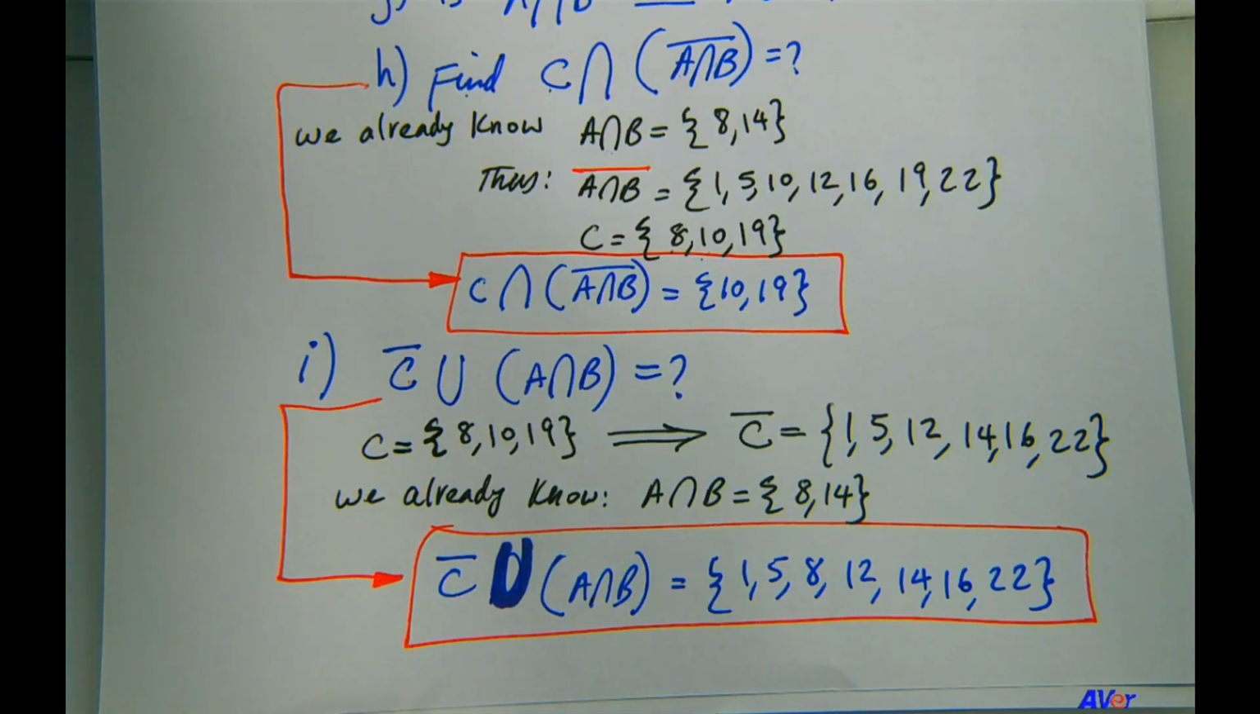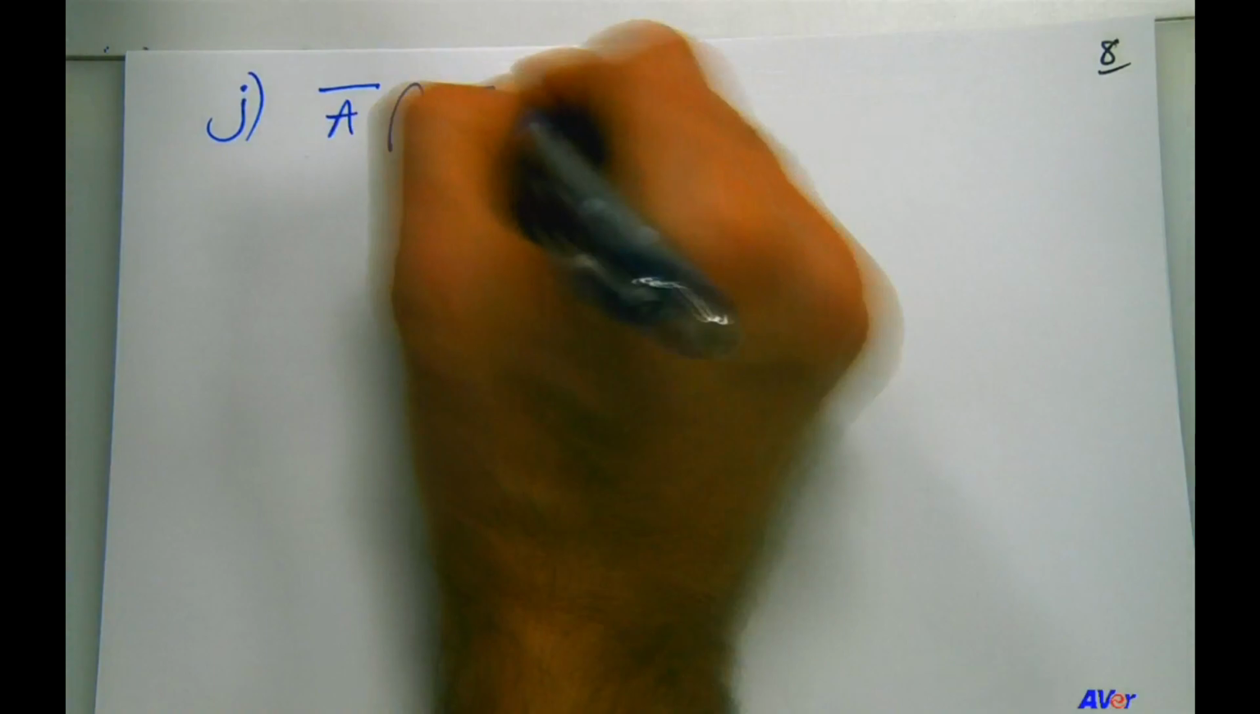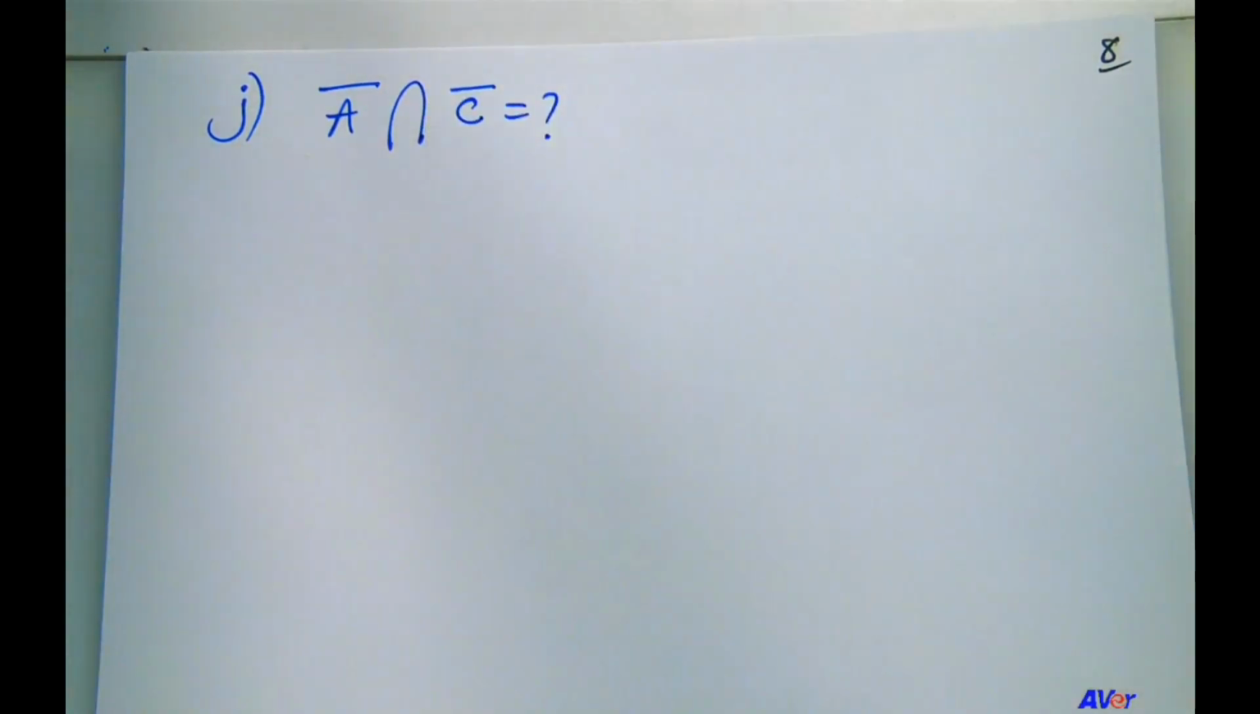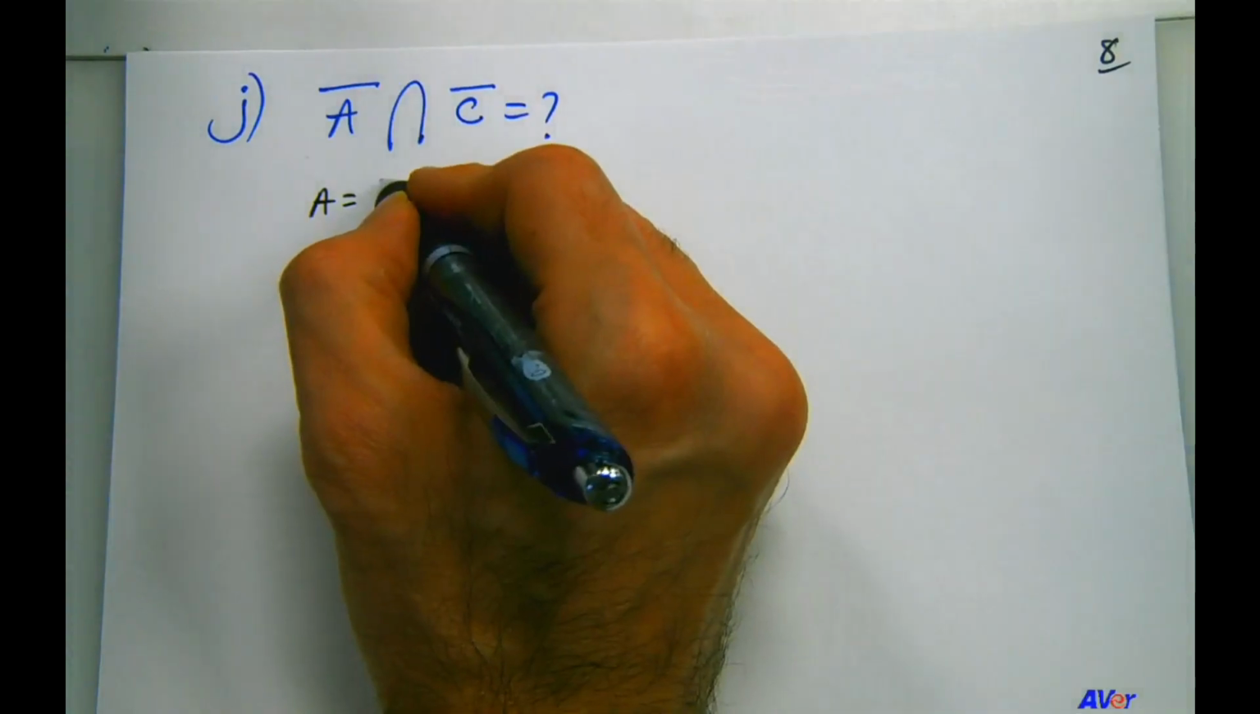Let's do one more, part J. I wanted to include everything on one page, but I couldn't, and so it's okay though. So for part J, we want to know A bar intersection C bar. Okay, so let me write down what A and C were defined as first, because it's off the screen, so we can have it in front of us.